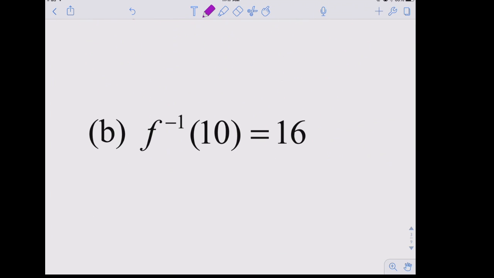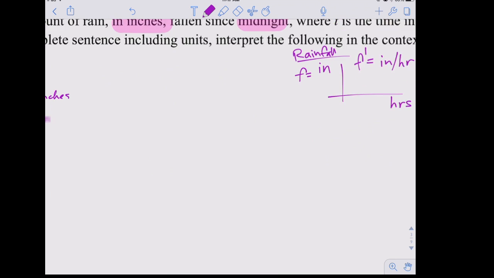What's part B? Is that f prime? No, that's what? f inverse. How do we get the graph of f inverse?